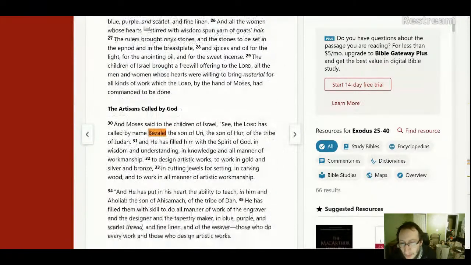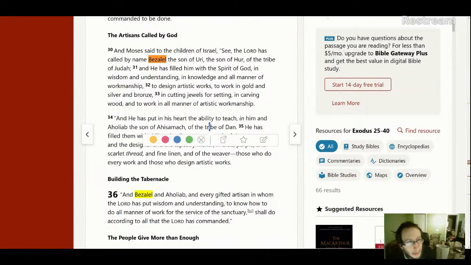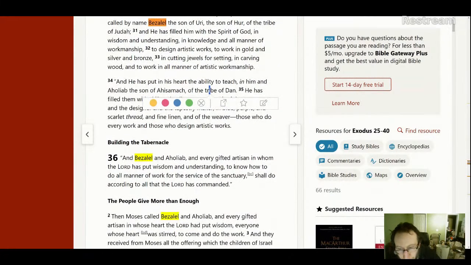Then it says, Moses said to the children of Israel, see, the Lord has called by name Bezalel, the son of Uri, the son of Hur, filled him with the Spirit of God. He has put in his heart the ability to teach, in him and Aholiab, the son of Ahisamach, of the tribe of Dan. So we had earlier the command from God. Then we had Moses teaching them the command of God.